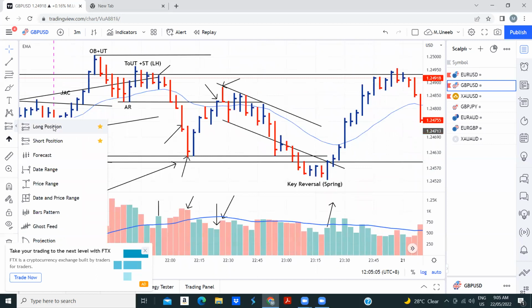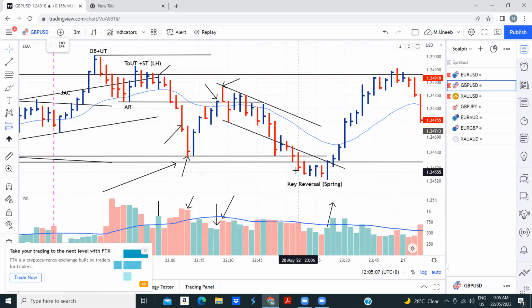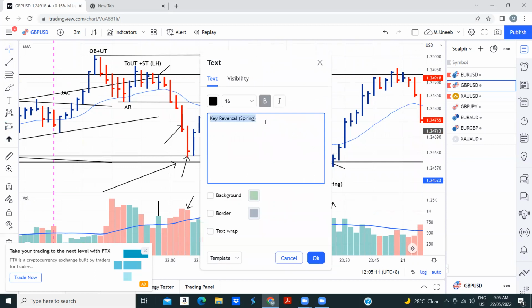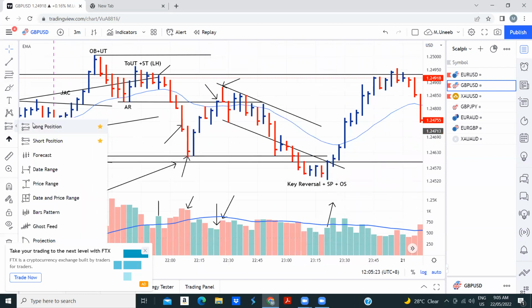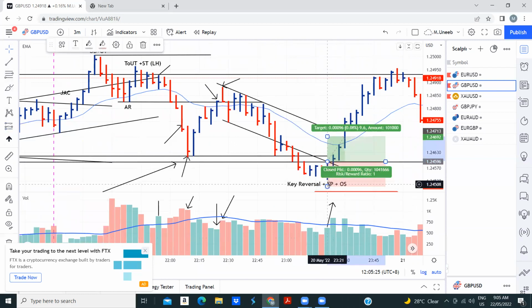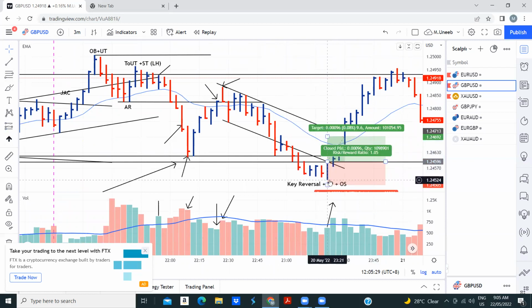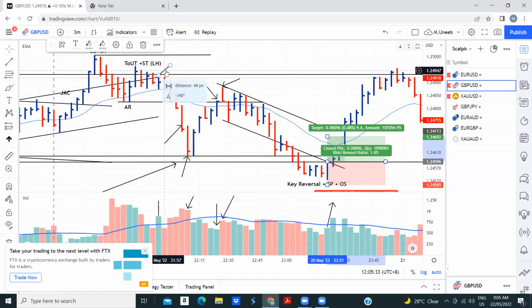If we take a position on this key reversal and spring, this also has a third characteristic. We call the third characteristic oversold, so key reversal plus spring plus oversold. Three characteristics here, and then we can just take a trade right over here. Place a stop loss just below the last low, which is this one, and a take profit would be the last high.